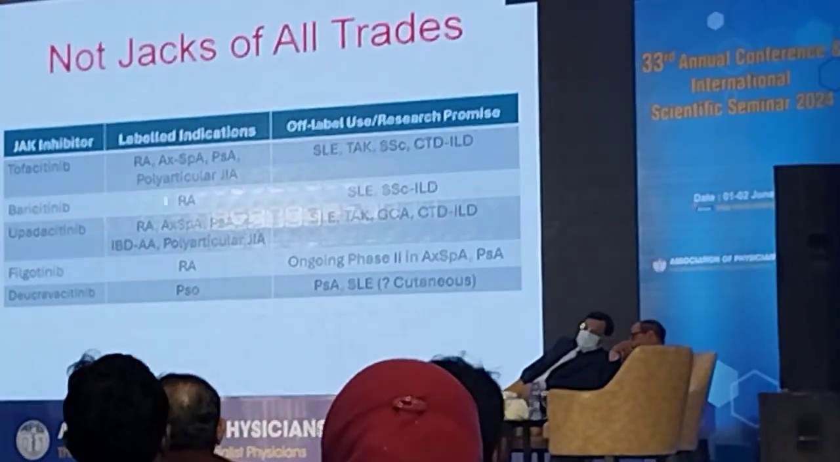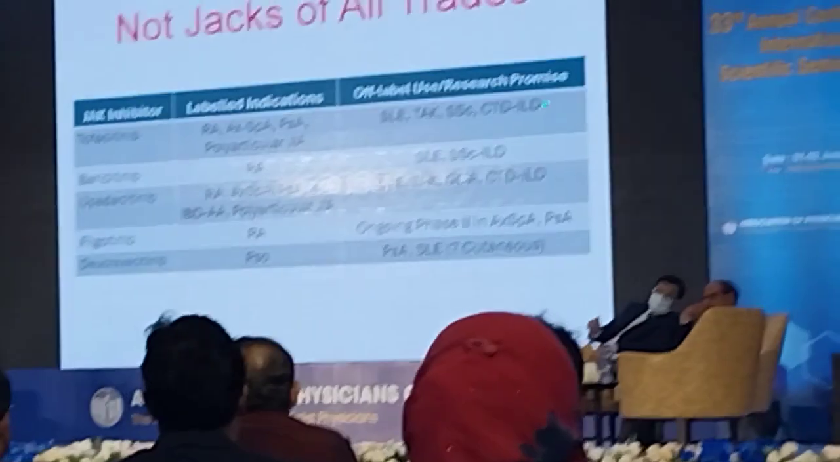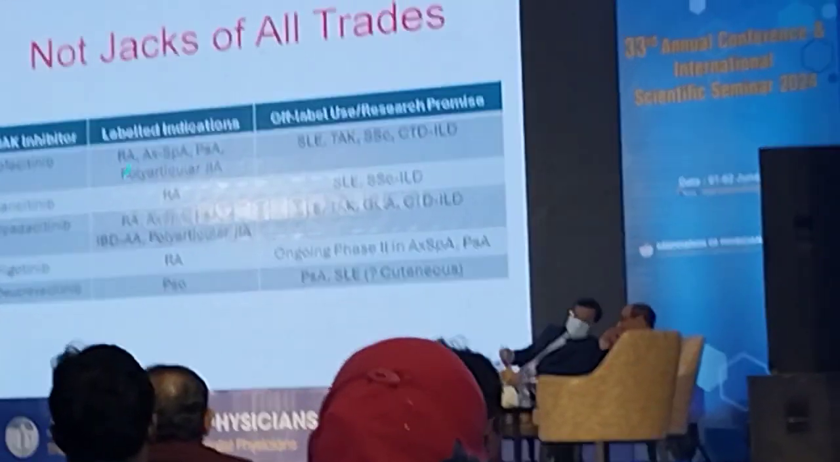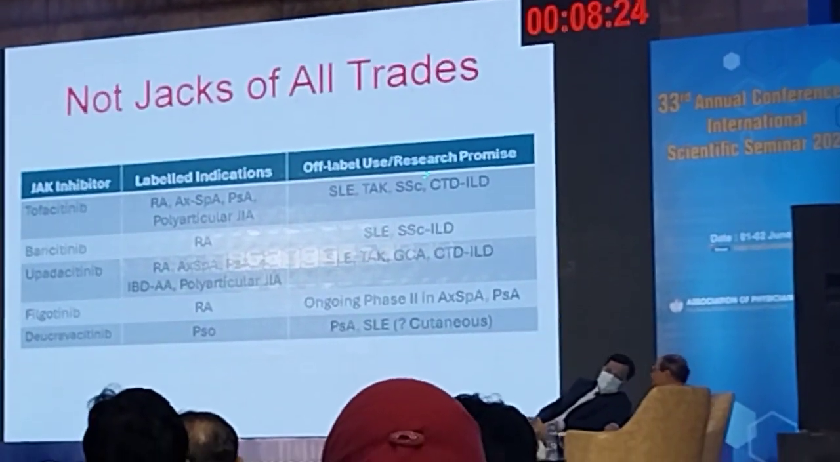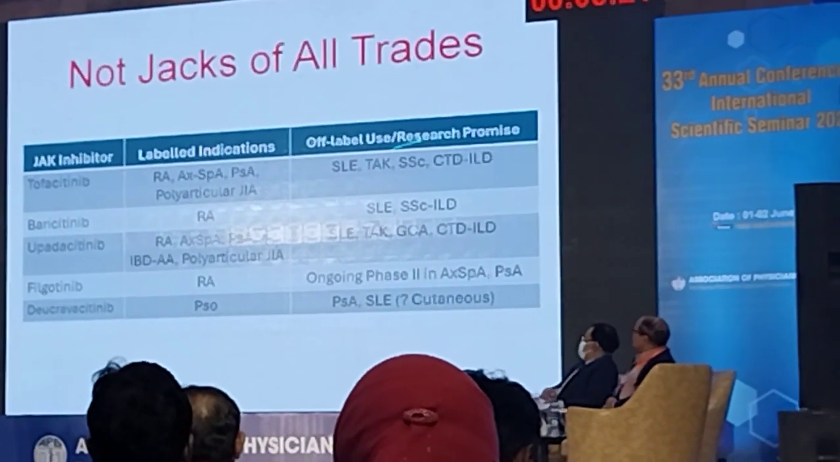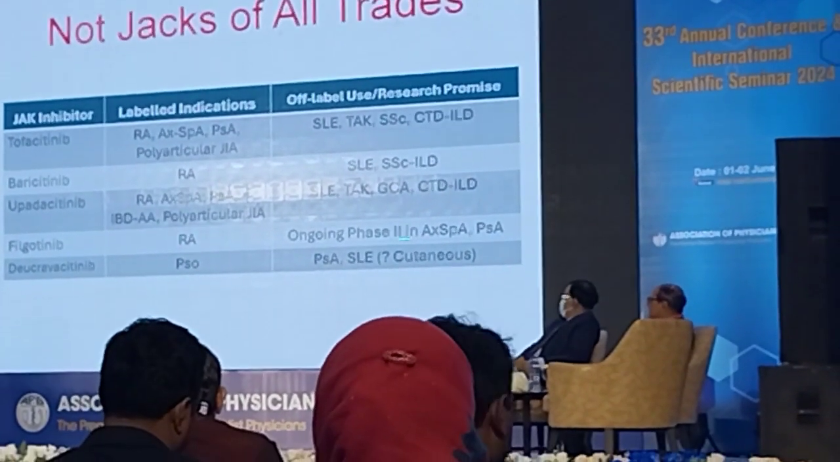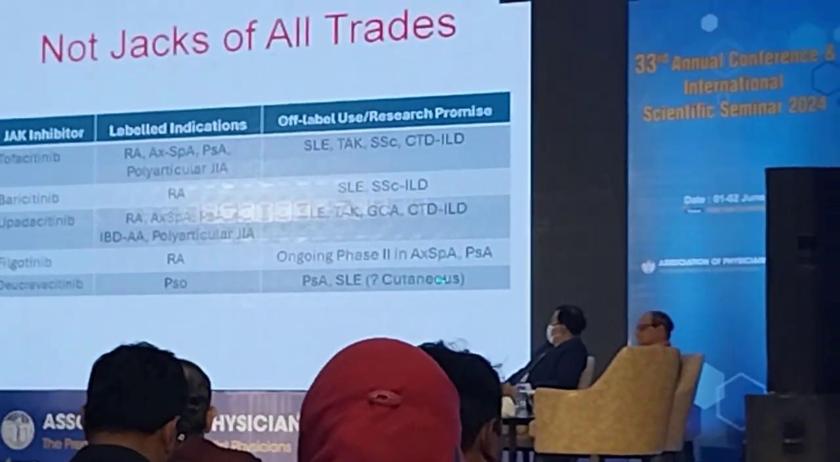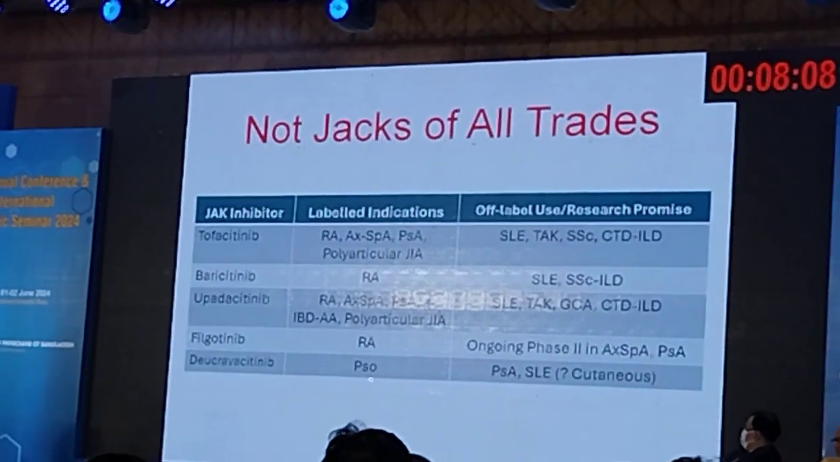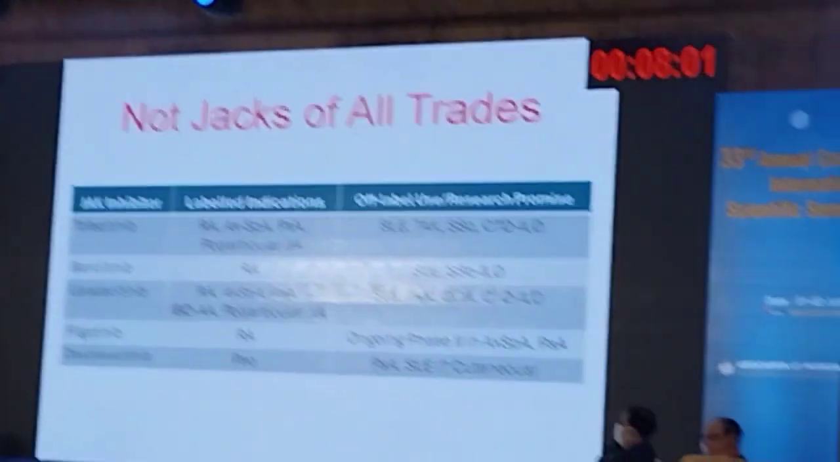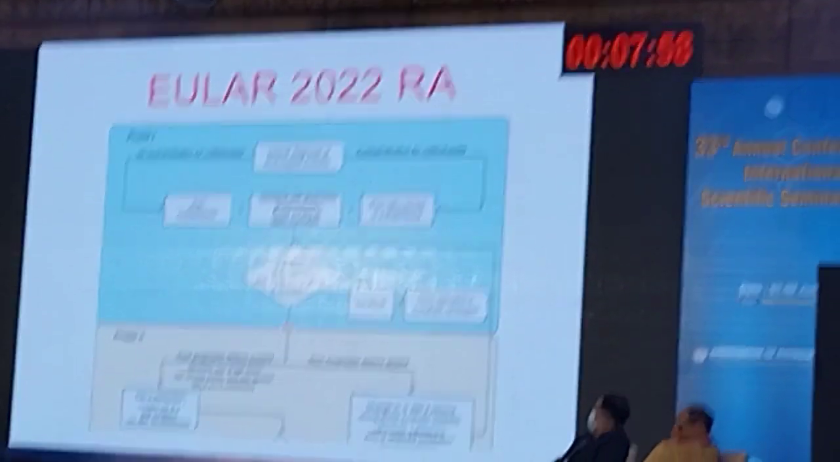So tofacitinib: these are the label indications which have been permitted by the US FDA, and these are off-label, or there is some research for them. Tofacitinib and upadacitinib are nearly similar, with quite a wide range: rheumatoid arthritis, axial spondyloarthritis, psoriatic arthritis, polyarticular JIA, and off-label SLE, Takayasu, systemic sclerosis, and ILD. Filgotinib, so far recommended only for RA, with ongoing phase 2 research in axial spondyloarthritis and psoriatic arthritis. Deucravacitinib, a TYK2 inhibitor, is recommended only for psoriasis, but there is some promise in psoriatic arthritis and also systemic lupus erythematosus, particularly its cutaneous manifestations.